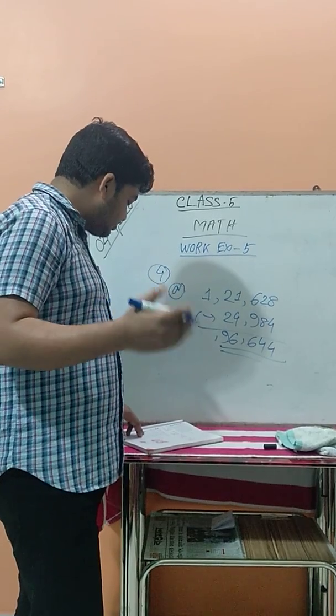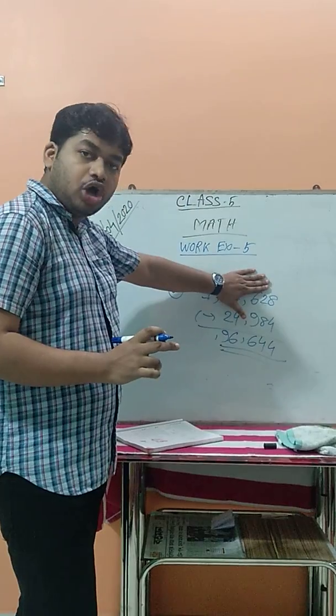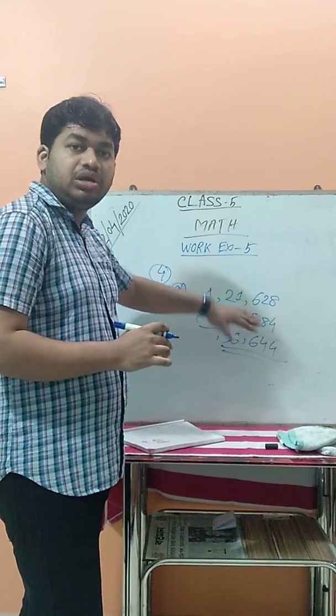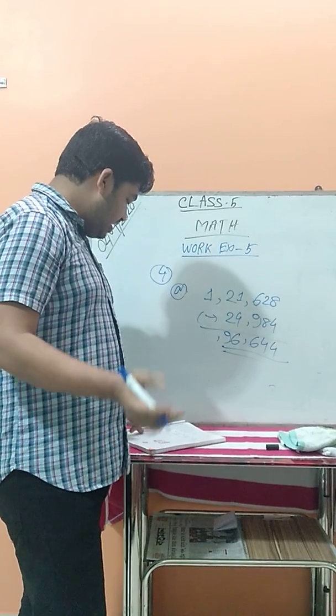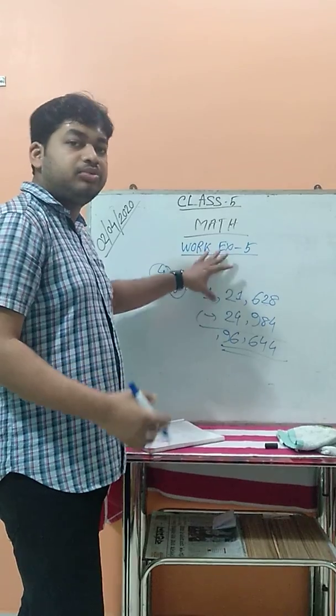Number 6, subtract the smaller from the greater number. Which one is the bigger one? You have to write it on top. Which one is the smaller number? Write it down and do the subtraction. And number 7 also, here is the less than. Less than means all the numbers you have to subtract.